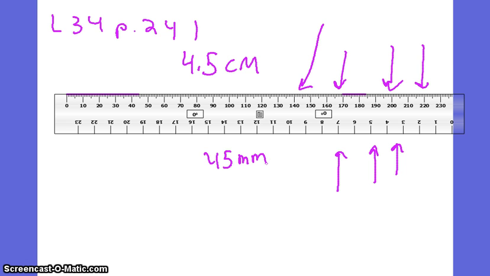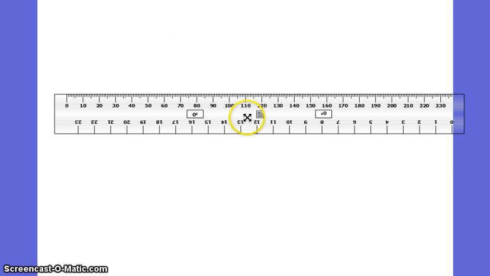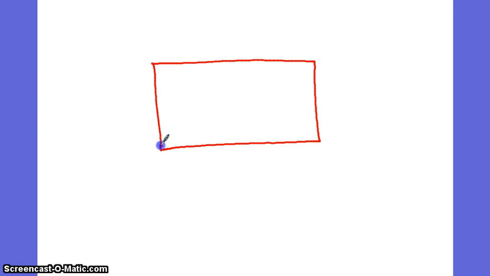Now, we could do some other stuff here. Let's get rid of this now. I don't need this anymore. If I drew a rectangle, and my drawings, as you know, my handwriting, is deteriorating rapidly as I get older, 12 centimeters and 7 centimeters. What's the perimeter of that rectangle in meters? So let's talk about that. How would we figure that out?